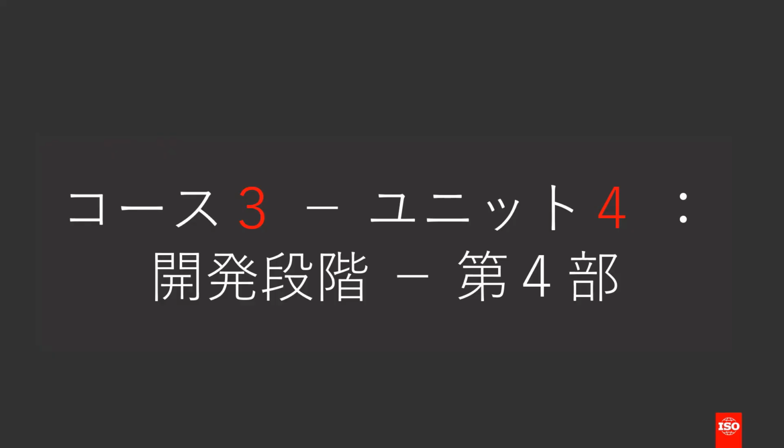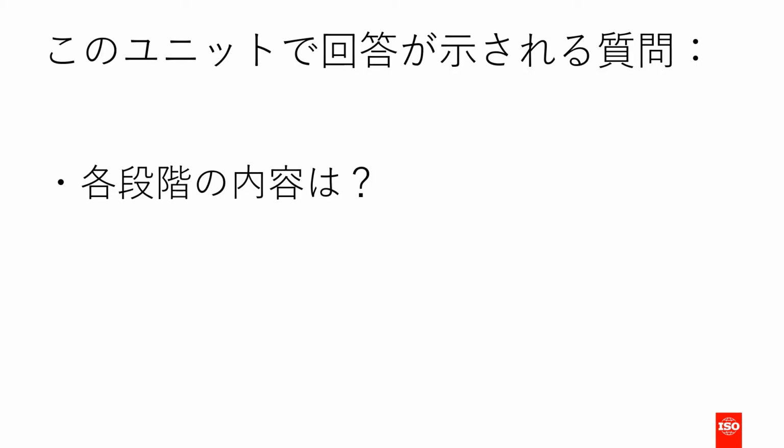Welcome to Course 3, Unit 4. In the previous 3 units, we introduced all the different development stages of an international standard, the levels of consensus that need to be reached for the document to be published, and the stages that can be skipped. In this unit, we will look in a bit more detail at who does what at every stage.